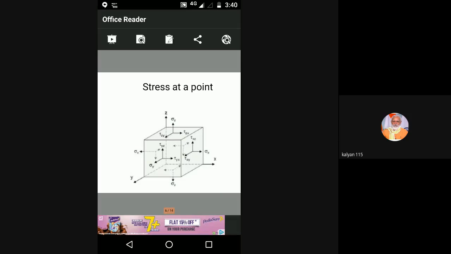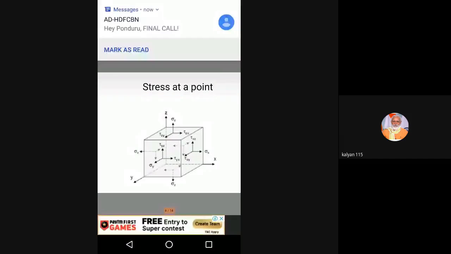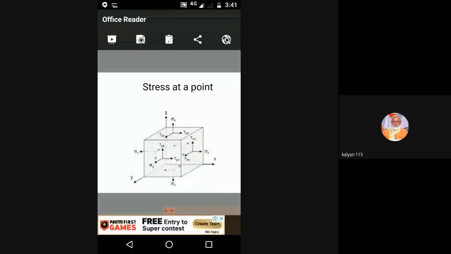The plane which is perpendicular to the x direction, I am calling the x plane. The plane which is perpendicular to the y direction, I am calling the y plane. The plane which is perpendicular to the z direction is called the z plane. That means now we have how many planes here? Three planes: x plane, y plane and z plane.